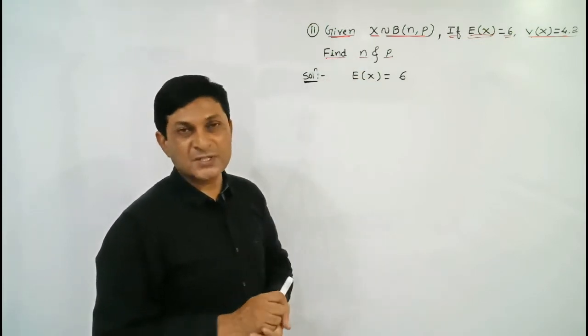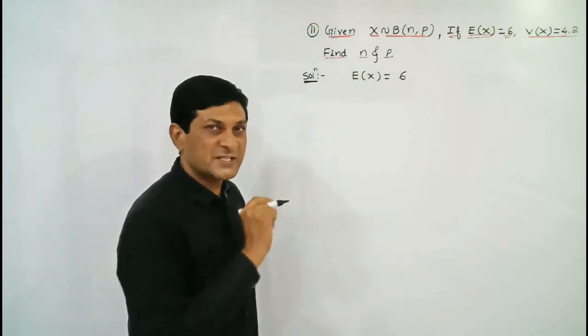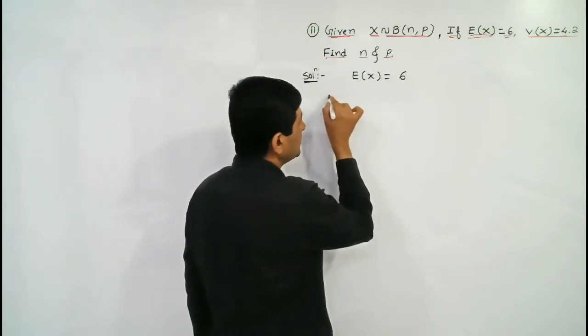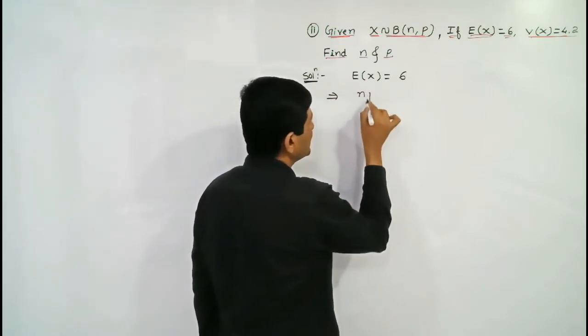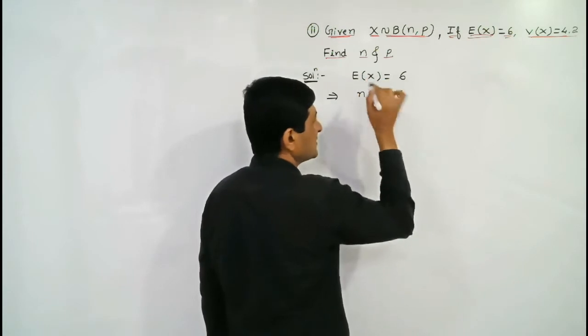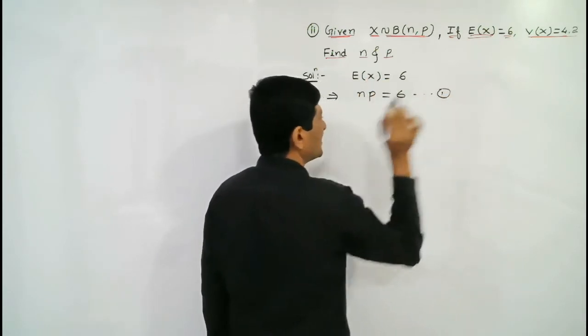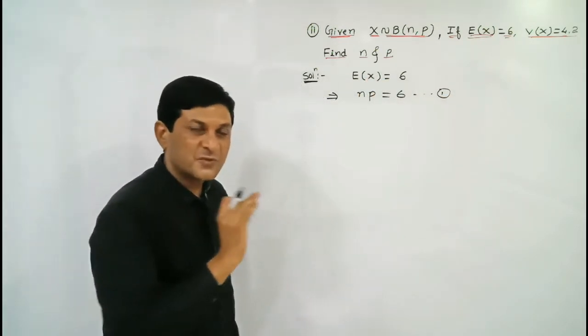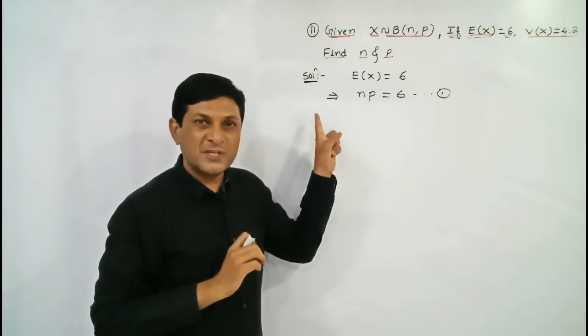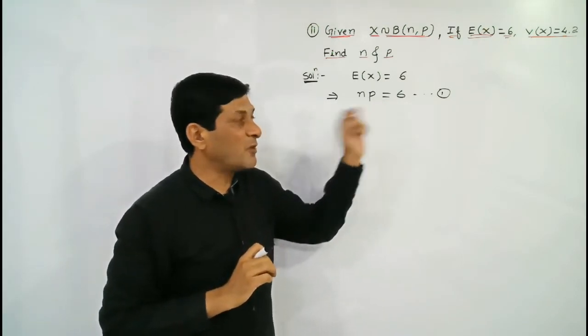So first use the condition that E of x is equal to 6. E of x is equal to 6 implies that np is equal to 6, because E of x is nothing but np. Let us denote it by equation number first. From the first given condition in the example we have got the value of np.